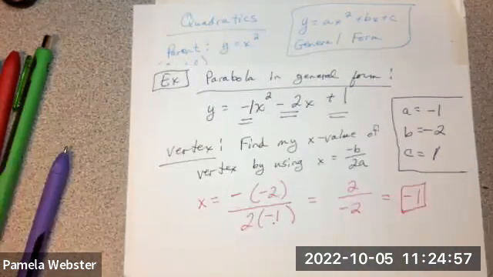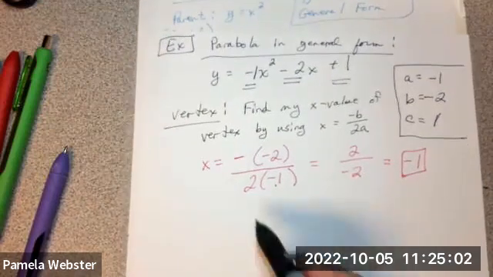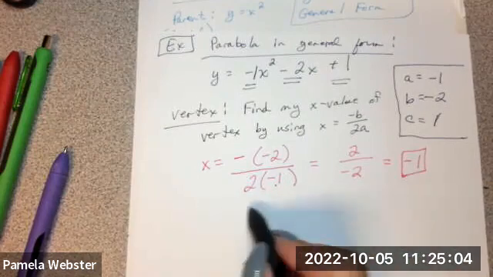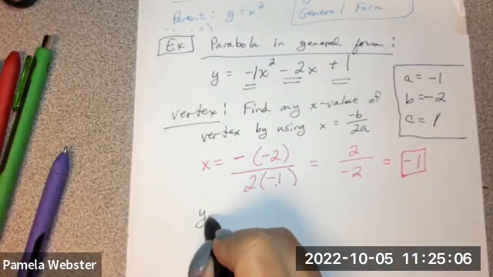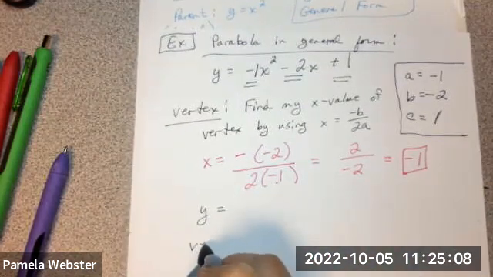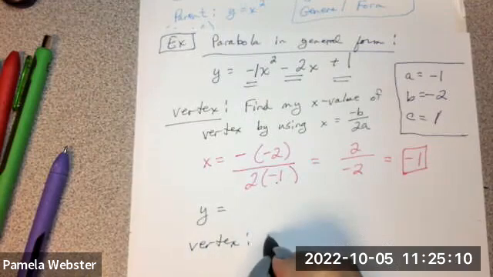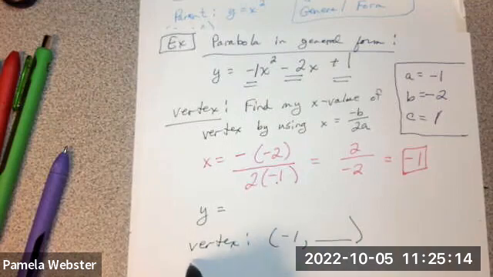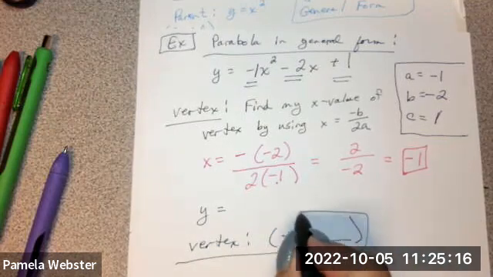So I'm going to have my vertex. I'm going to skip a tiny bit of space here. We'll find out what the y value is. We'll get that in a second. But my vertex is going to look like negative 1 for the x value, and we'll find the y value.